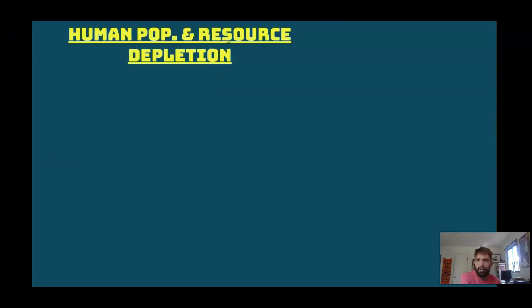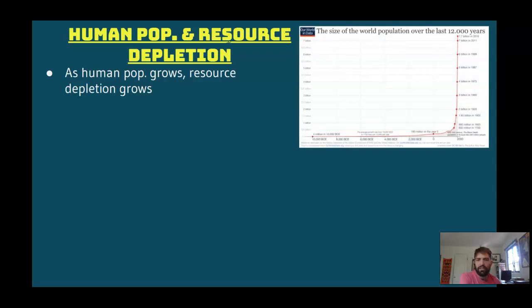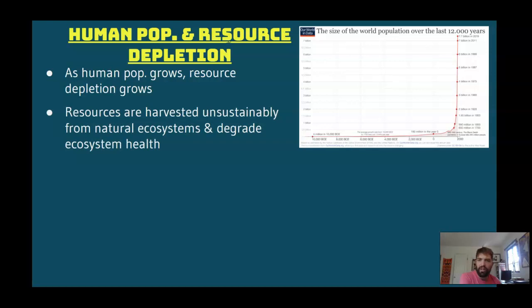And lastly, we have human population and resource depletion. So as the human population grows, resource depletion grows. Okay, so here you have the size of the world population over the last 12,000 years, and it's gone up quite significantly, as you can see. Resources are harvested unsustainably from natural ecosystems and degrade ecosystem health.